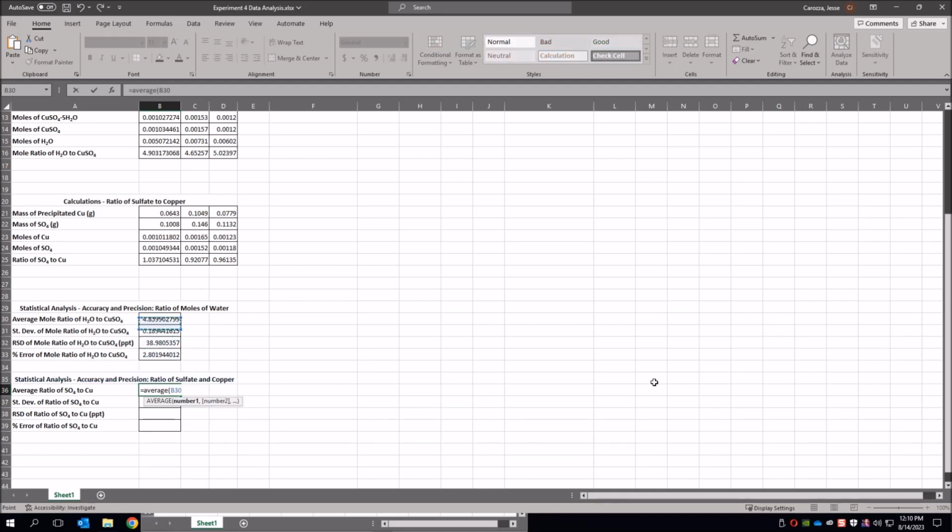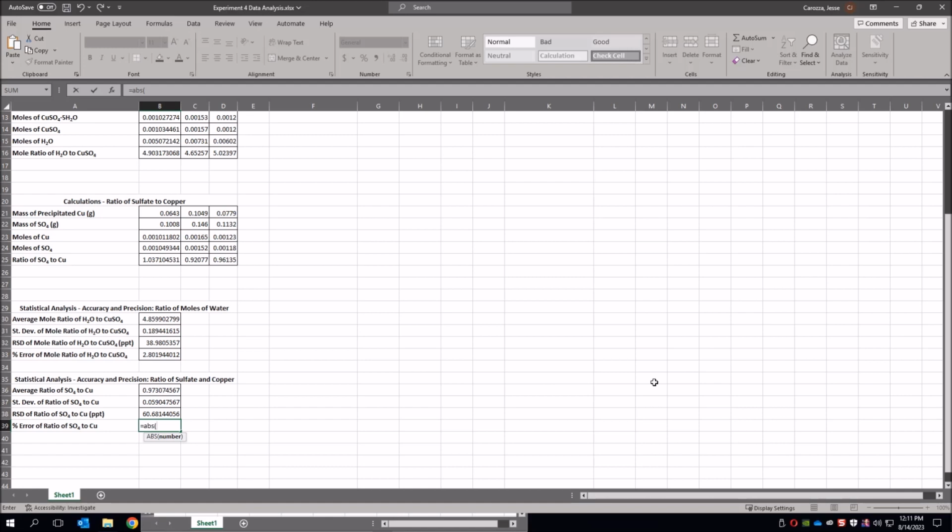Now we do the sulfate to copper. Take the average, take the standard deviation. So we see that our average is close to 1. That's good. We want it to be close to 1. Then we find our RSD. Okay, 60, not too bad. Again, for what we're doing, for some experiments, 60 is not good. For this, that's pretty decent.